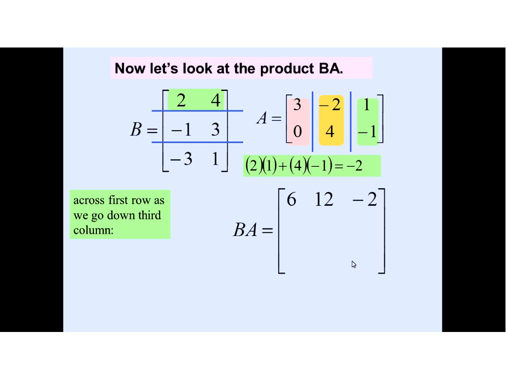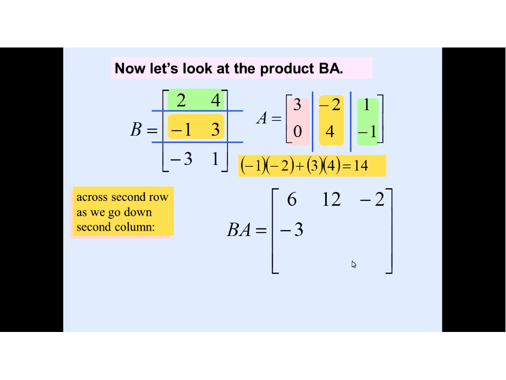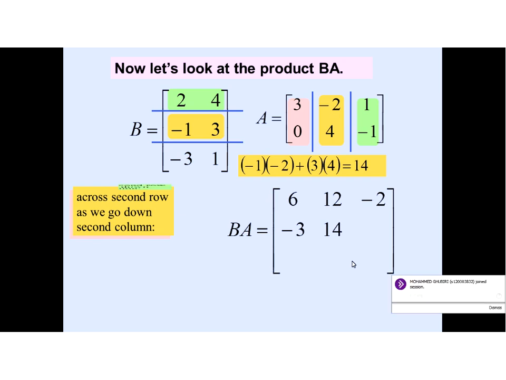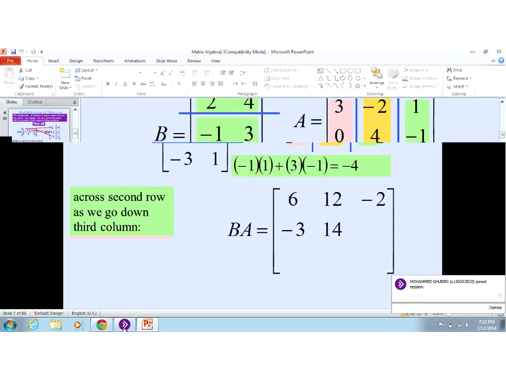So in the same manner, similarly across the second row, and we go down the first column, we get minus 3. Then again I will go across the second row, and we go down the first column, we get 14. Similarly, we can find the rest of the matrix in the same manner.